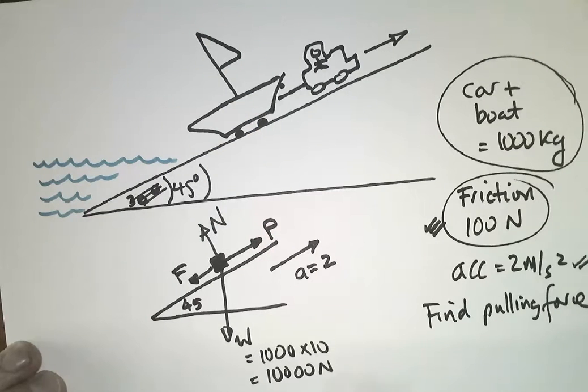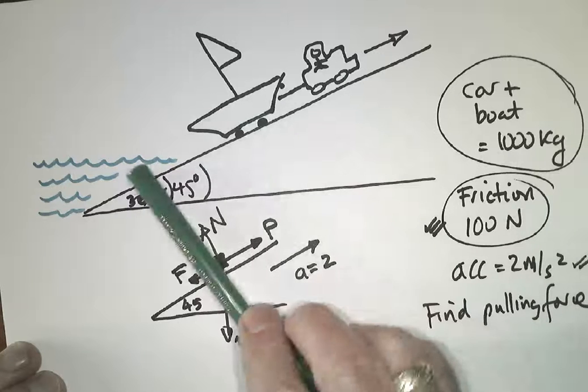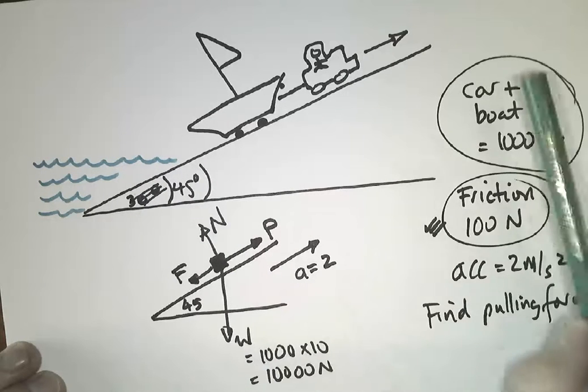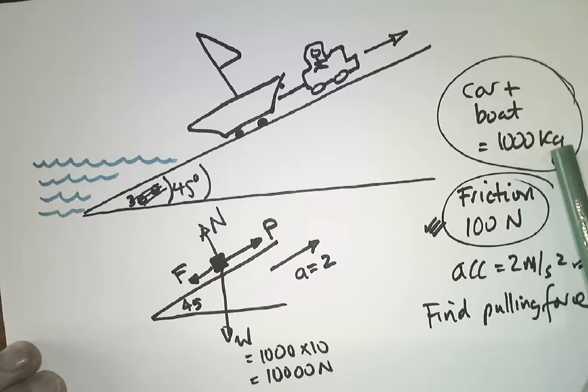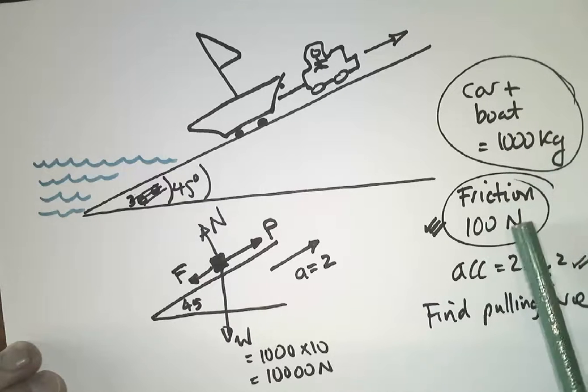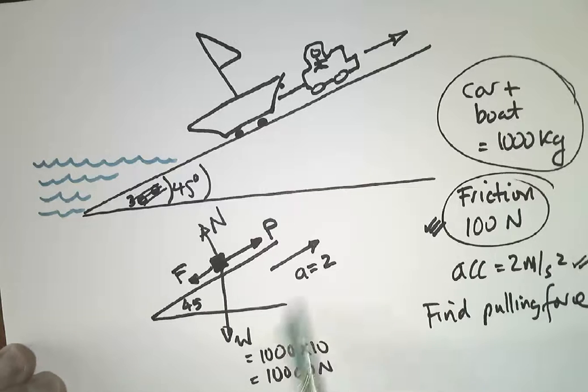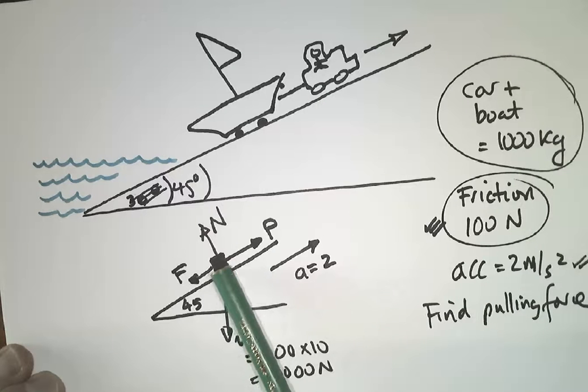Okay, let's say we have a car pulling a boat out of the water and it's inclined at 45 degrees. We know that the car and the boat are 1,000 kilograms, that there's some frictional force of 100 newtons. We have acceleration up the ramp at 2 meters per second squared, and the question is find the pulling force. Okay, I'm going to redraw it so that I don't have a car and a boat, but I have an object which represents the car and the boat.